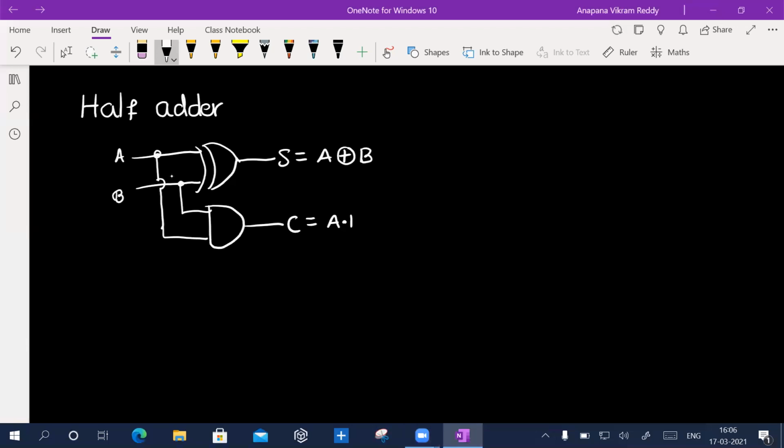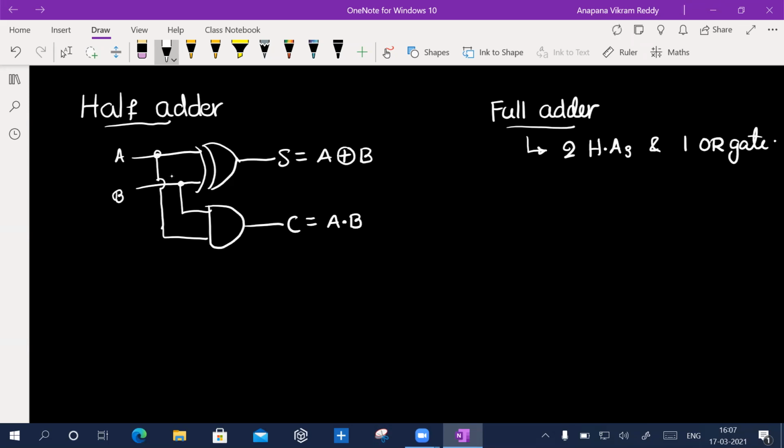Where carry is A and B. Now can you see the screen? Yes, sir. Okay, similarly, we took the full adder. So we can implement a full adder using two half adders and one OR gate. Yes, one OR gate.